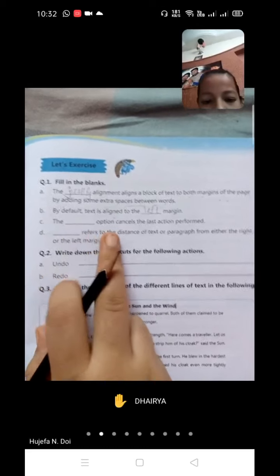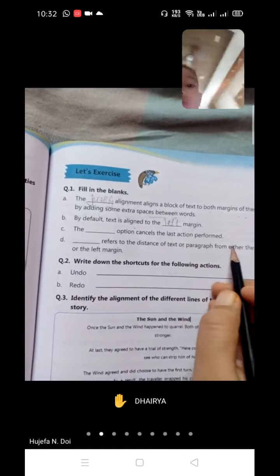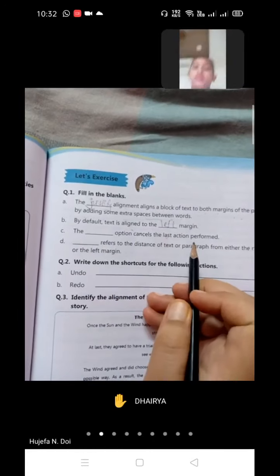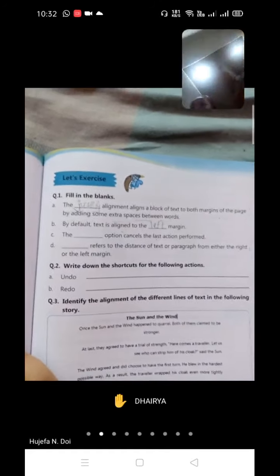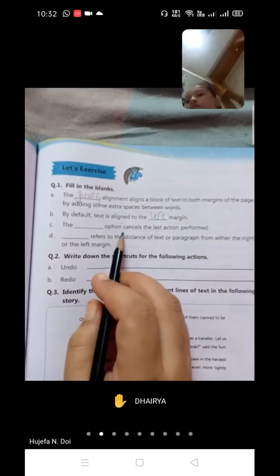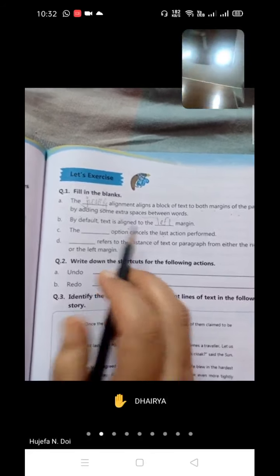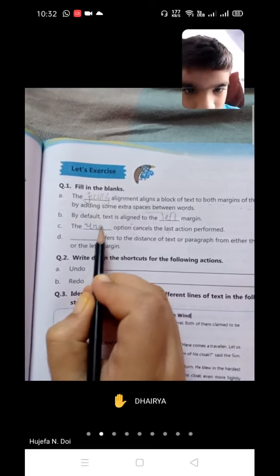The blank option cancels the last actions performed. The blank option cancels the last action performed. जो lastly perform किया होगा उसको cancel करने के लिए use होता है. Which option is used for it? Undo. Yes.